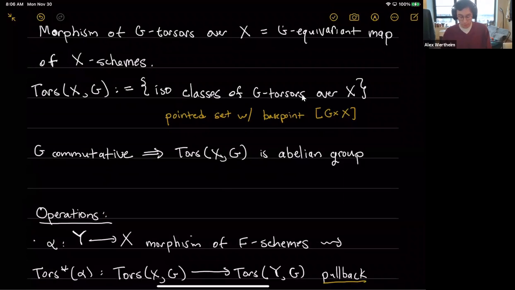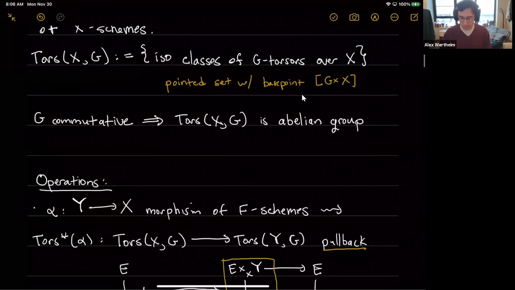If G is a commutative group scheme, then in fact we can upgrade the structure on Tors(X, G) to that of an abelian group. But just for the sake of simplicity, today I won't actually talk about what the group operation is. It'll always be in the background, but I won't address it directly.